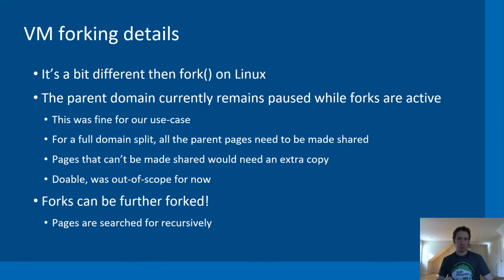The nice thing about VM forking, though, is that forks can be further forked. So effectively, you can have a long chain of forks, each in a different state of execution, going back to the initial starting point. So you can think of these as in-memory snapshots of the VM's execution at various stages.